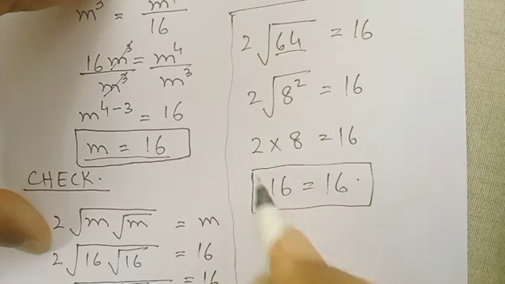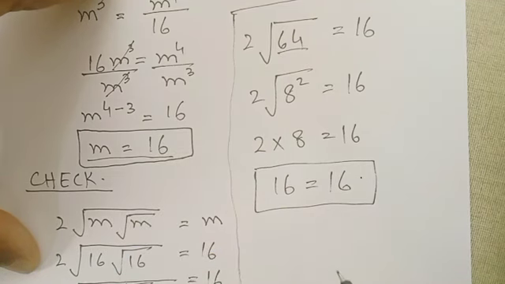So it's proved that the true value of m is equal to 16.